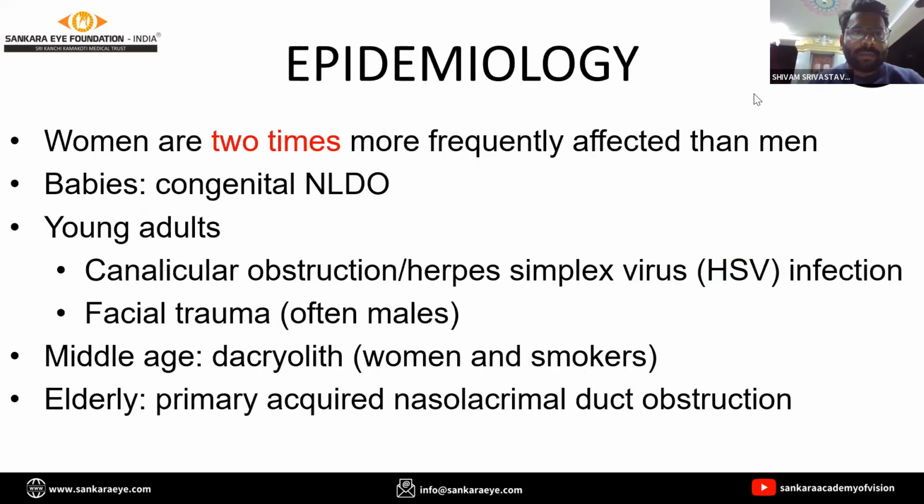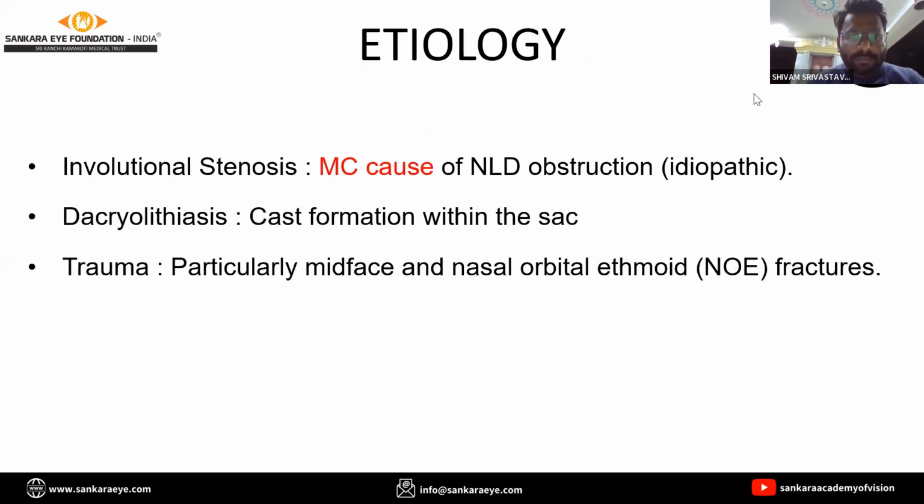Coming to the epidemiology part, women are 2 times more prone as compared to men. In babies, there is congenital NLDO. Young adults are more commonly affected with canalicular obstruction and the herpes virus. And facial trauma is another common cause in young males. Middle-aged people are mainly affected with dacryolithiasis, common among women and smokers. Elderly have the primary acquired NLD obstruction.